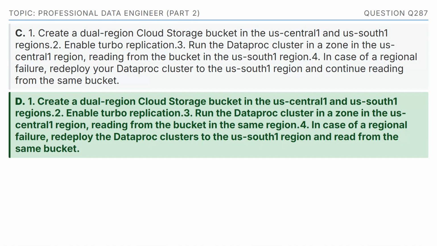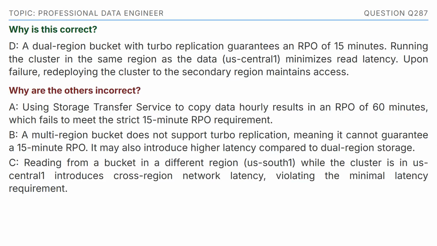Create a dual-region cloud storage bucket in the US Central 1 and US South 1 regions. Point 2. Enable turbo replication. Point 3. Run the Dataproc cluster in a zone in the US Central 1 region, reading from the bucket in the same region. Point 4. In case of a regional failure, redeploy the Dataproc clusters to the US South 1 region and read from the same bucket. Why is this correct?